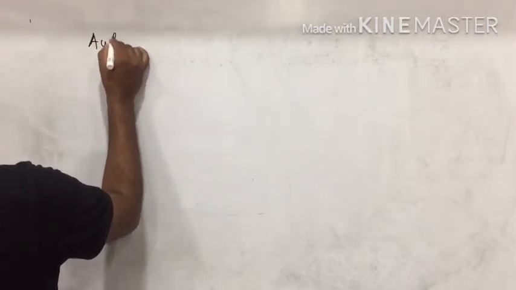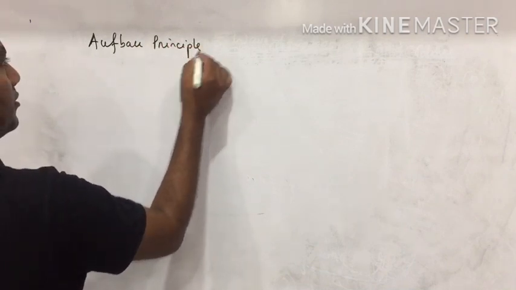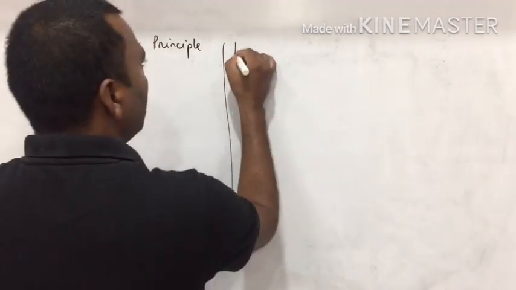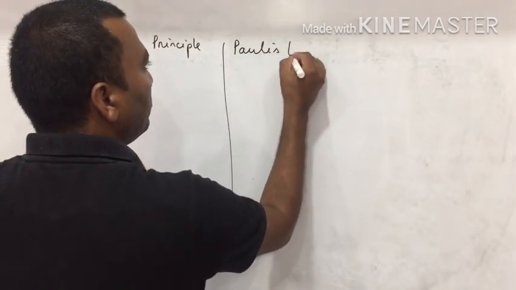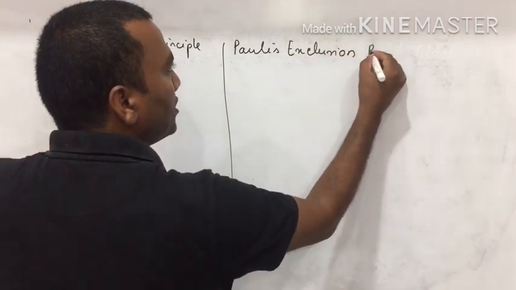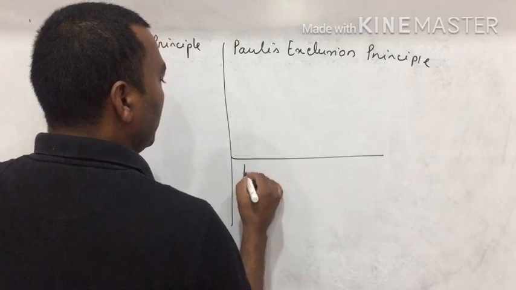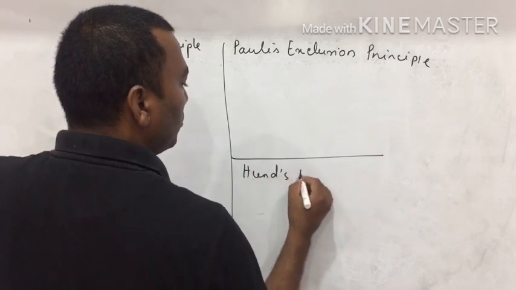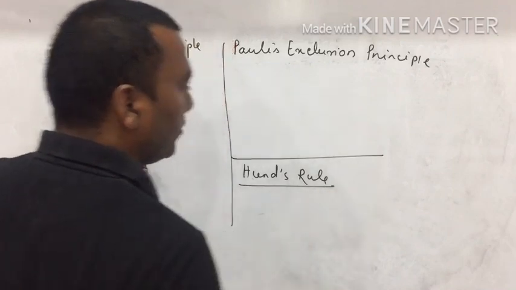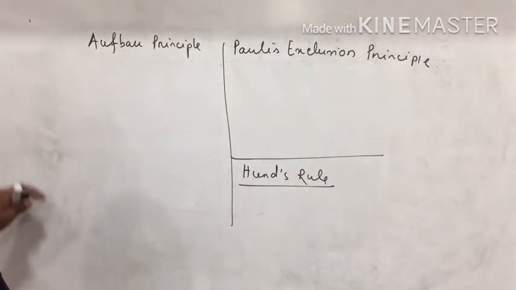One is called the Aufbau principle. Another we will read is Pauli's exclusion principle. And another is Hund's rule, or Hund's rule of maximum multiplicity. Okay: Aufbau principle, Pauli's exclusion principle, and Hund's rule.